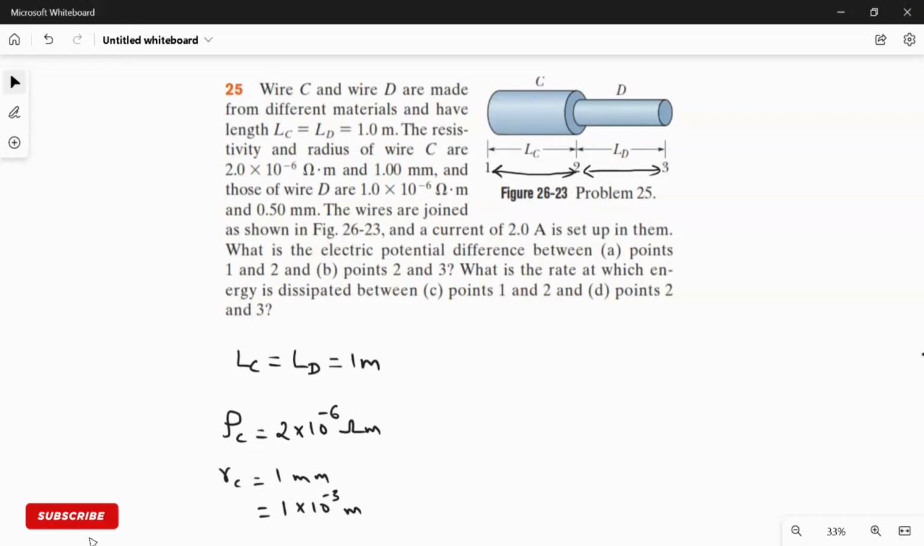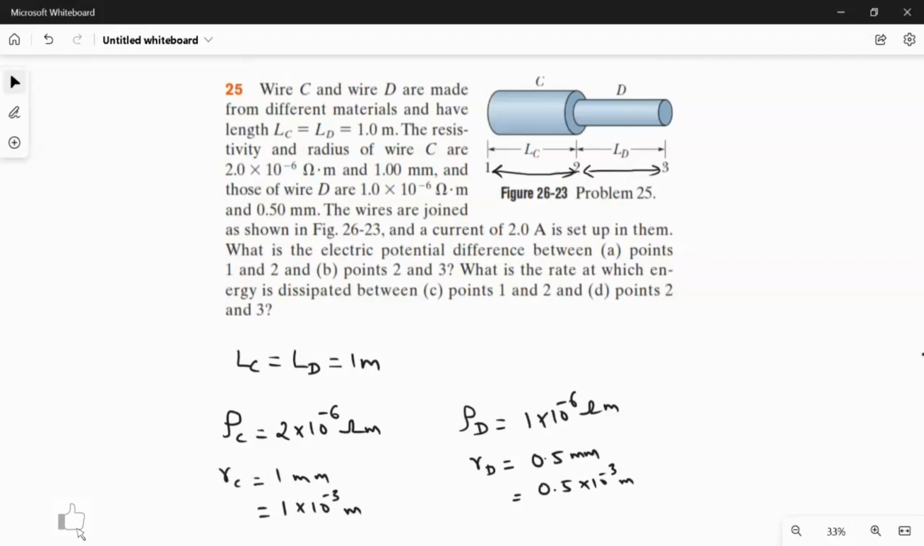Likewise, the resistivity of wire D. Because both wires are different materials, the resistivity of wire C and D are different. So the resistivity of wire D they mention as 1 multiply 10 power minus 6 ohm meter. Likewise, the radius of wire D they mention as 0.5 millimeter. If you want to convert this 0.5 millimeter to meter, we have to multiply this number with 10 power minus 3. Therefore, 0.5 multiply 10 power minus 3 meter.